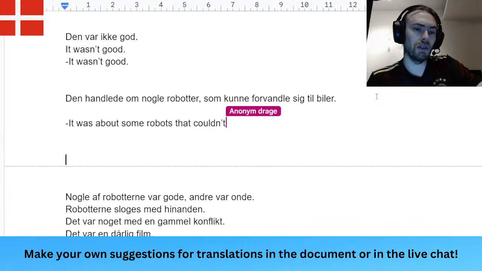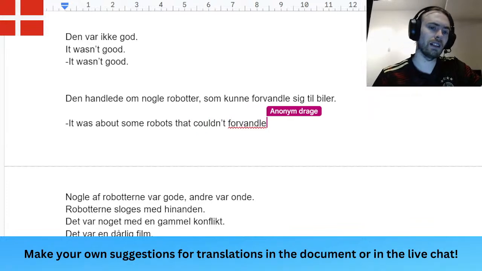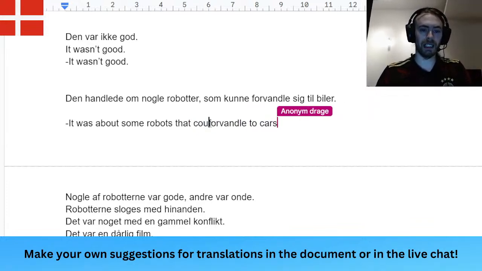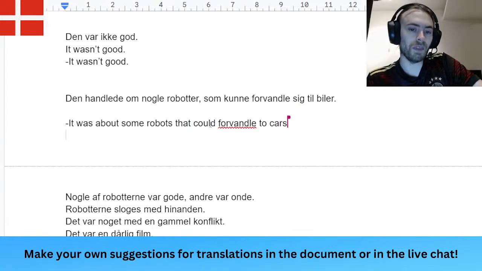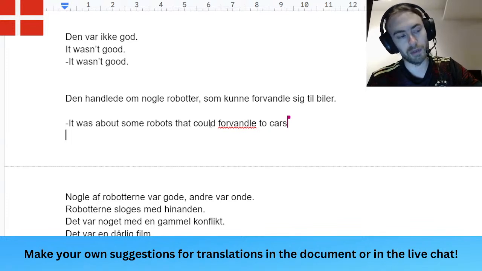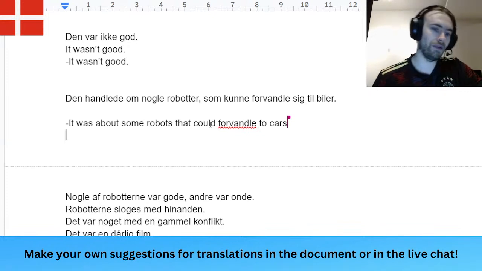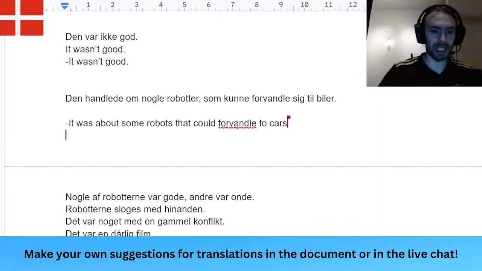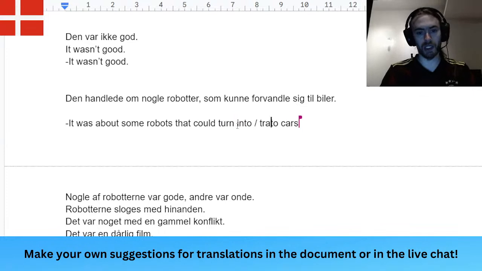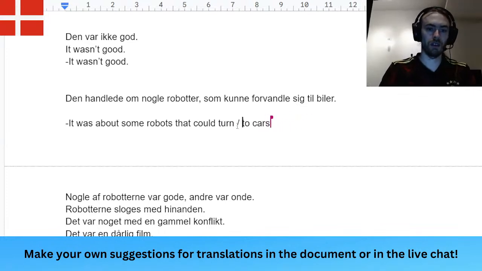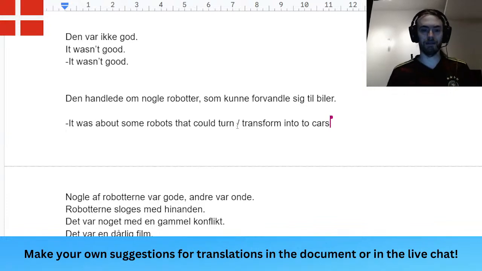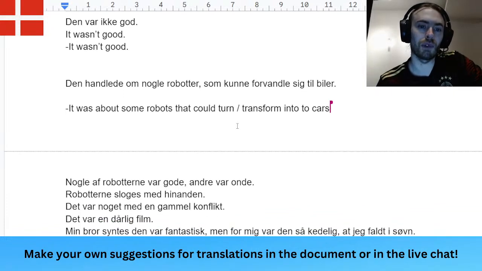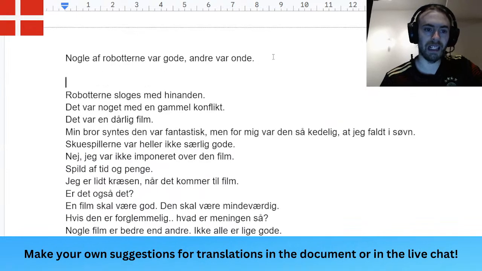It was about some robots that couldn't... Okay, that could. There you go. Som kunne. What is forvandle, guys? You can kind of guess from the context because you already know what movie franchise I'm referring to here. So, if they're robots, they can... What is it like? Cars? They can turn into cars. Turn into or transform. Transform into cars. That is forvandle. Som kunne forvandle sig til biler. Nice. Awesome.